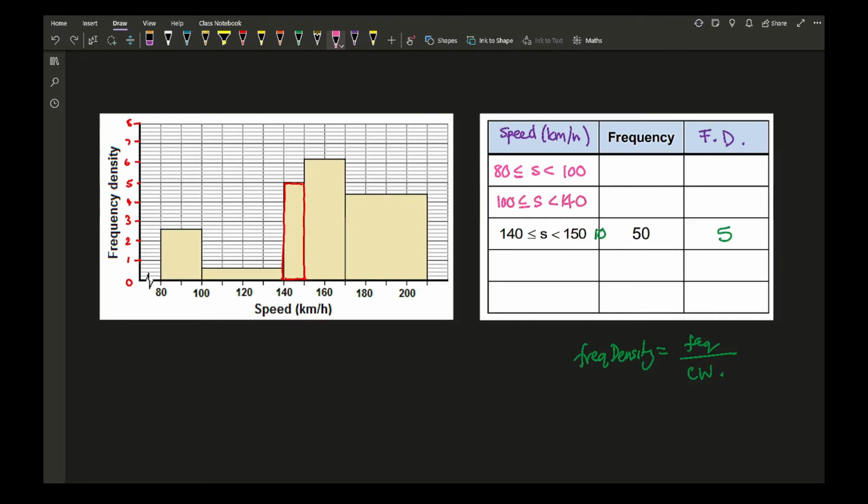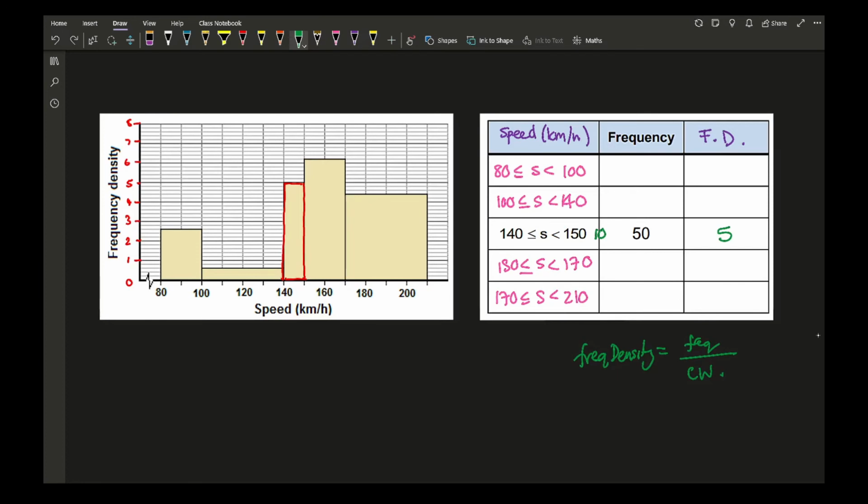The next one is 150 to, and it'll be 170. And the last one is 170 to 210. So the next thing I then need to do is work out what the frequency densities are for each of those bars that I've not been given information for. So working that out, all I'm doing here is judging how tall each of these bars are.